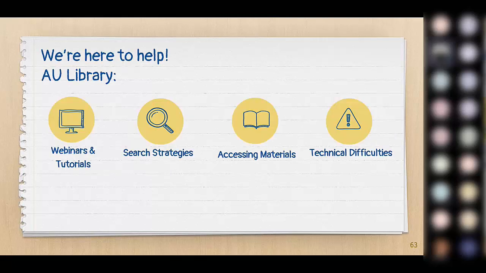And now we'll give you a little bit more information on where you can go for help during the research process. AU Library offers webinars and tutorials, assistance with your search strategies, access to materials, and help with your technical difficulties. And Robin's going to tell us about research data management support.